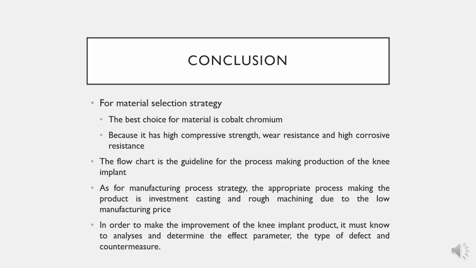Then we go to the manufacturing process, which is the suitable process for the metal. We choose the appropriate processes for making the product: investment casting and raw machining, due to the low manufacturing price. In order to improve the knee implant product, it must be known how to analyze and determine the effect parameters, the type of defect, and countermeasures. That's all from us. Hoping you all understand what we are trying to convey from this case study about the knee implant. Thank you.